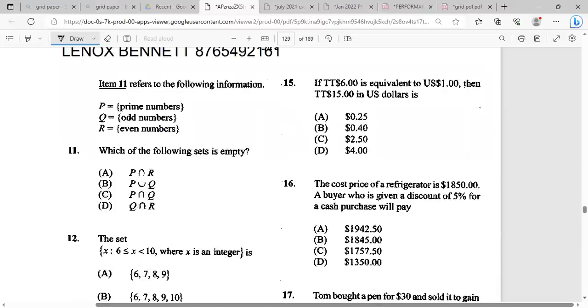Number 11, item refers to the following information. Which of the following sets is empty? And that would be even and odd. So Q and R, intersection, that's D. Q and R, yeah. They look good, you know, guys, because sometimes my brain chips out.